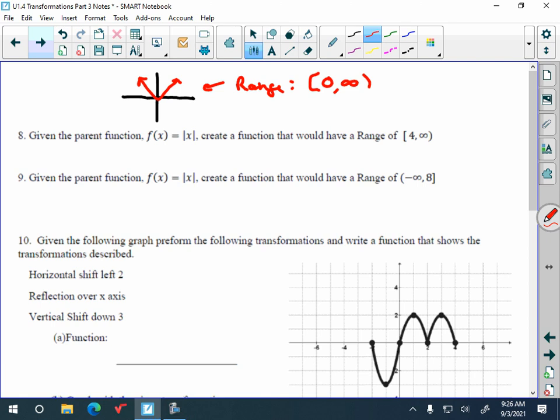Yeah, we want to move it up 4. So think of your horizontal lines, remember range. What horizontal lines are going to intersect the graph? It doesn't hit down here. It starts here at 0 and goes to infinity. I want it to start at 4 now. Well, if I want to start it at 4 and go to infinity, I have to take this whole graph and shift it up 4 units.